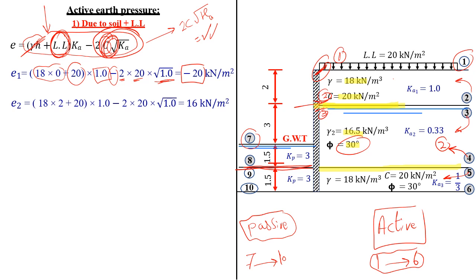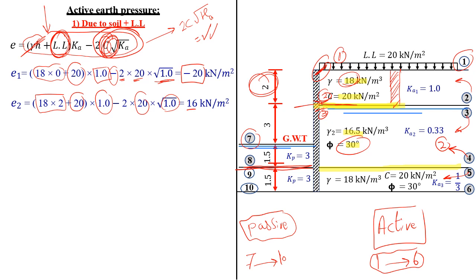For the second point, you have to calculate the own weight of the soil, the effective vertical stress at this elevation, which will be 2 meter by gamma, which is 18. Then you have 18 by 2 plus live load 20 by K active 1 minus 2 by C. C is equal to 20 by square root of 1. This will be 16 kilonewton per meter square.